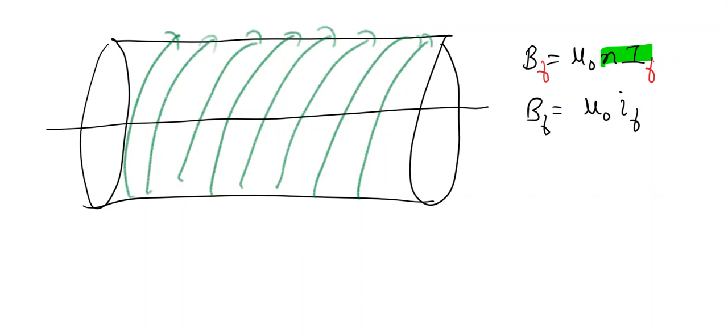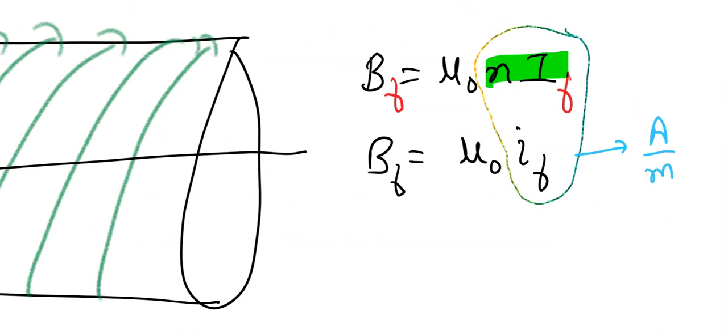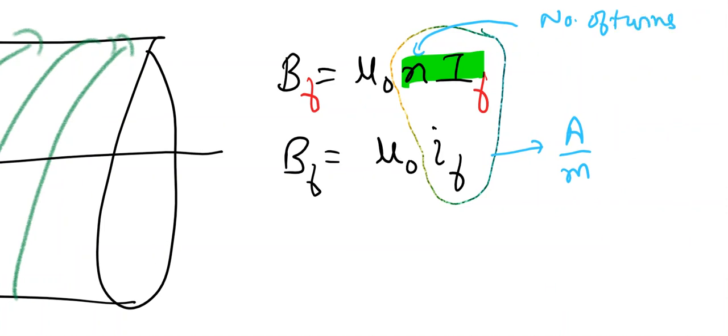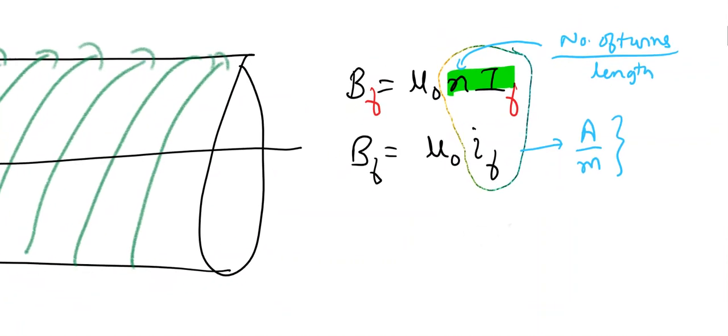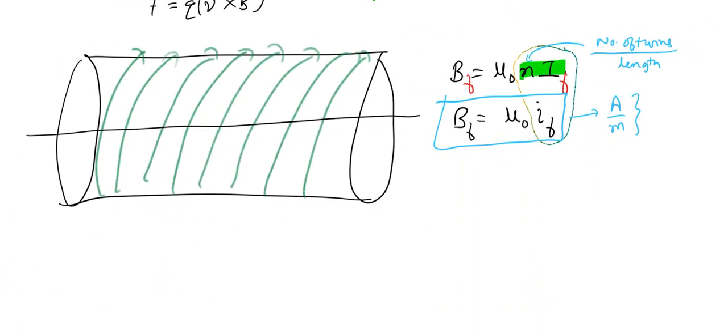So what is this small i f? Small i f is replacement of n I f, and hence this small i f is having unit of ampere per meter. Why ampere per meter? Because n is number of turns per unit length, so n is having unit per meter, and along with capital I F, it becomes ampere per meter. So this is the magnetic field which we have due to current passing through the winding. And now we are placing a material, a sample inside it.